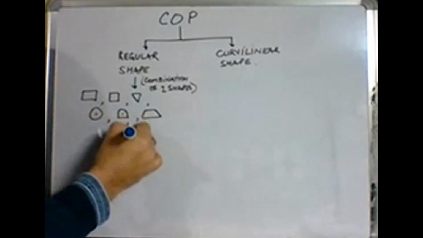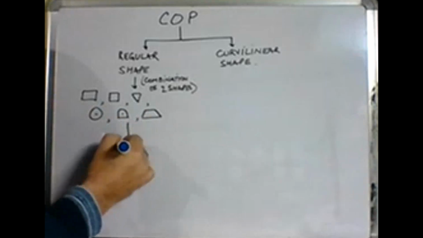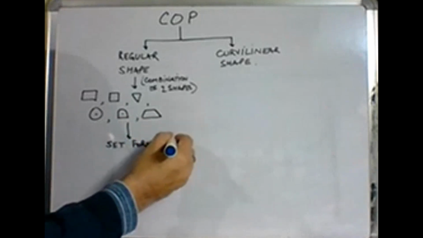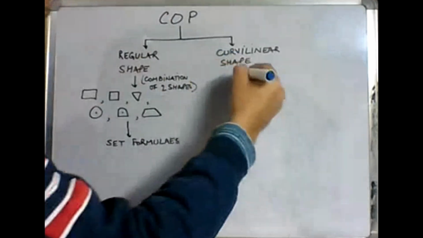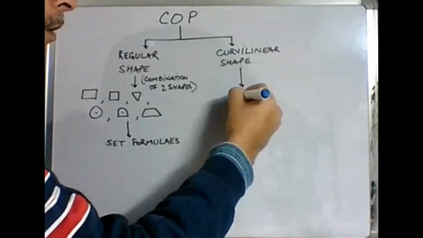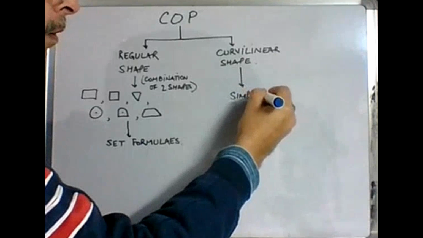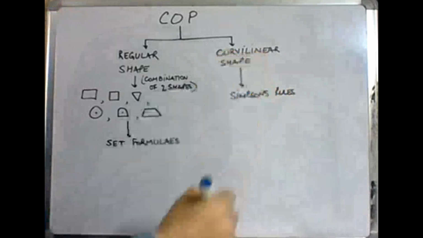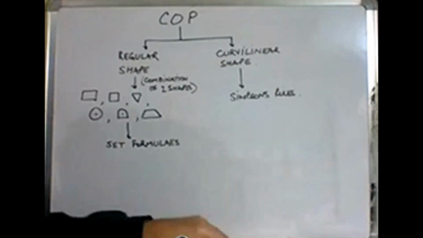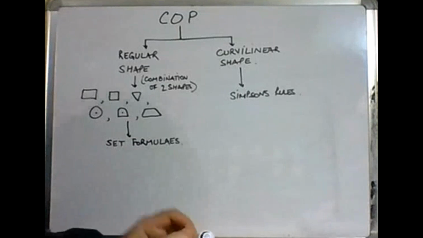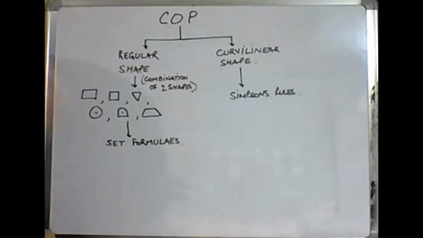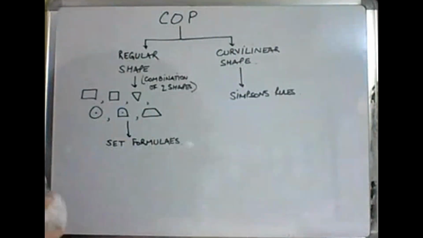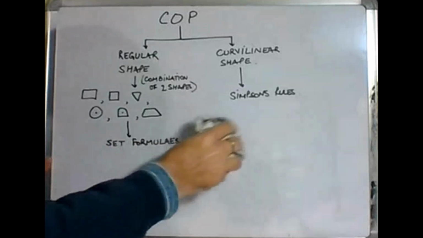And iske liye we've got set formulas. There are set formulas for finding out the area of these regular shapes. Curvilinear के लिए we've got Simpson rules. So that's how the gradation works. So I'm starting off on regular shapes today. अभी मैं regular shapes चालू कर रहा हूँ.